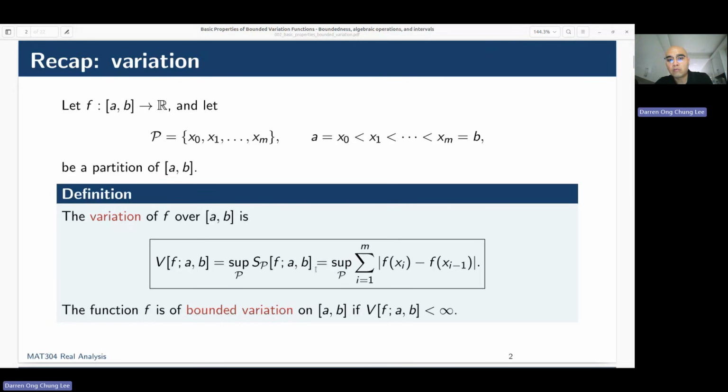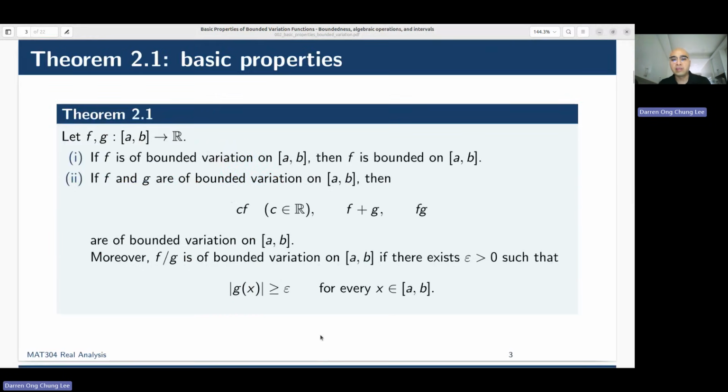So you're basically calculating the vertical distance over the points of the partition. And every partition will give you a different variation sum. And the variation V of the function is obtained by taking the sup of all the possible variation sums. And the sup is taken over all possible partitions. And we say that a function is of bounded variation if this V, this variation, is finite. So for this lesson, we are going to talk about some basic properties of these bounded variation functions.